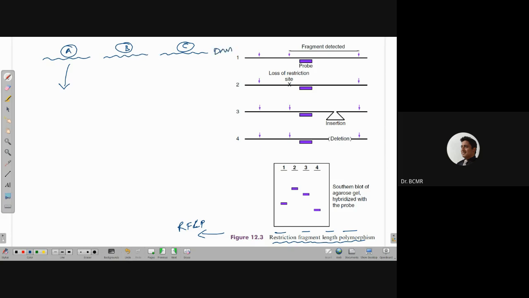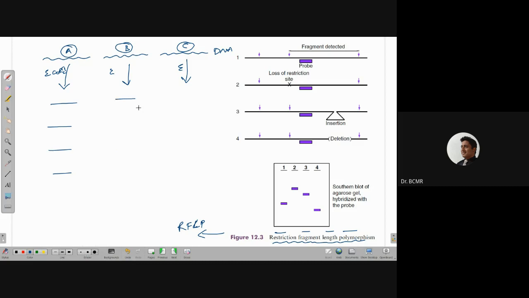This is the nuclear DNA. And then we are treating all these three with one restriction enzyme, say for example, EcoR1. If they belong to the same species, they should ideally give the same number of bands of the same size. That is what is expected if they are identical. But as we were already discussing, they are not identical. There will be variants among them.